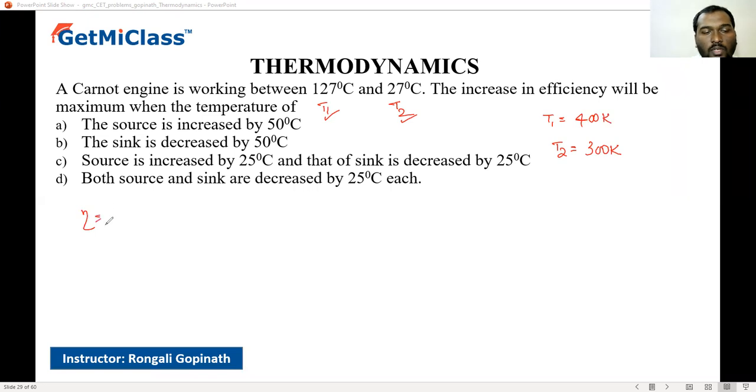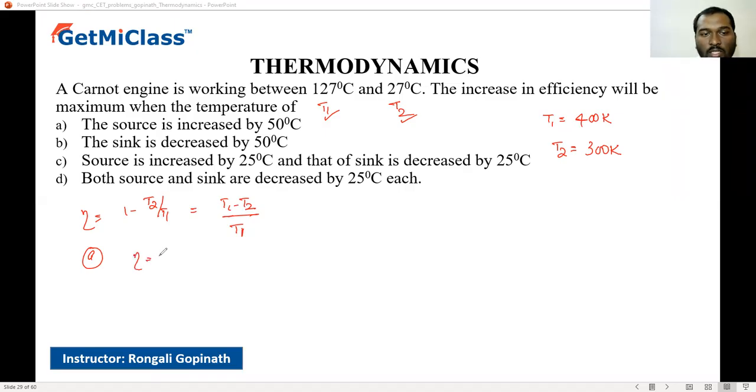Now, what is the formula for efficiency? Efficiency is 1 minus T2 by T1, or it is (T1 minus T2) by T1. We have to just find out in which case this particular fraction is very high. Let's start with A. The source is increased by 50, right? That means T1 increases by 50.